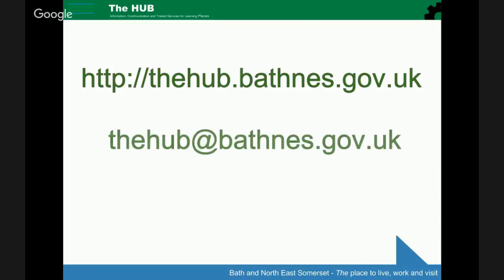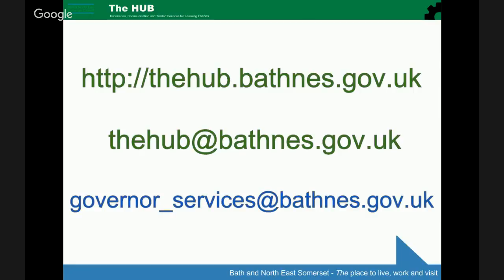The other important address to make a note of is the email address, thehub@bathnest.gov.uk. If you've got any queries about your account or would like some assistance in how to use the hub, please do email us and we will do our very best to help you out. But please note that this email address is really just for inquiries and concerns or questions related to the hub and not to Governor Services. Governor Services have their own separate email address, and any governor related information or queries please direct to them.